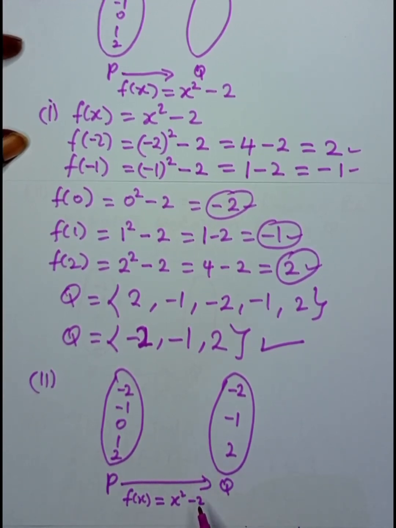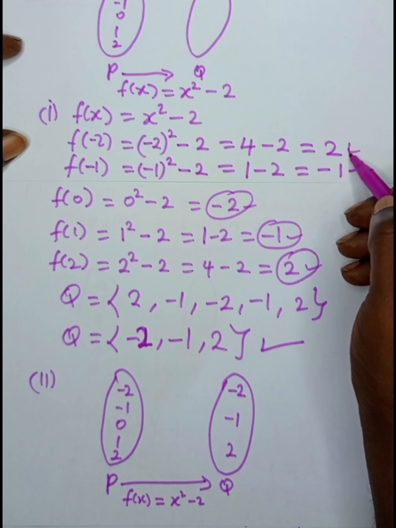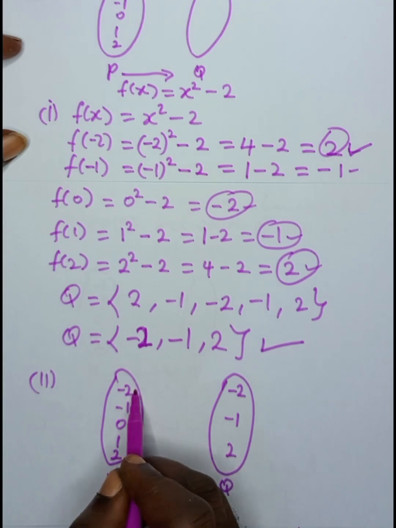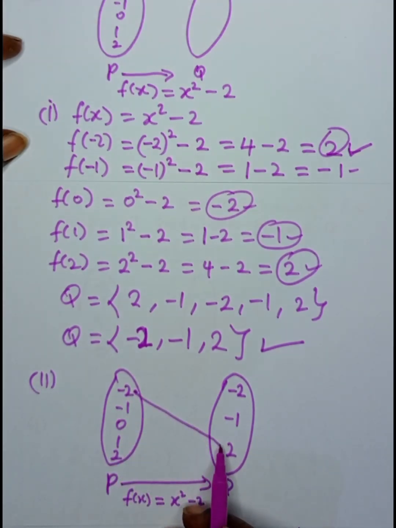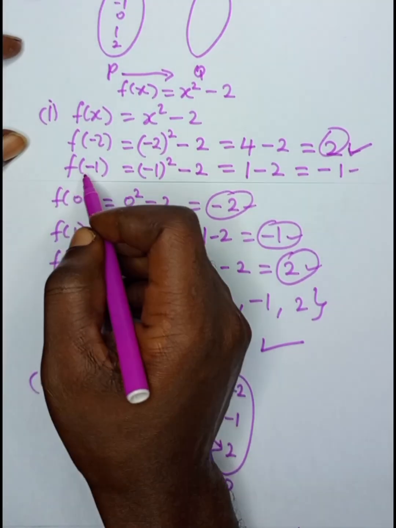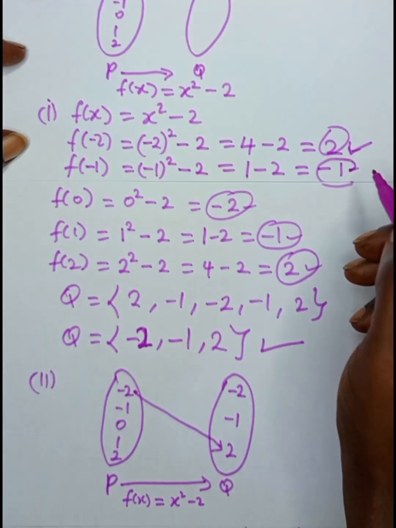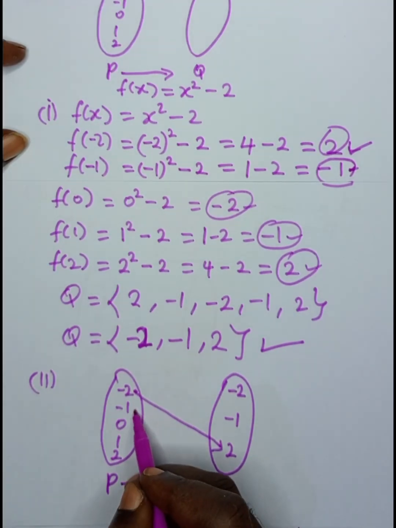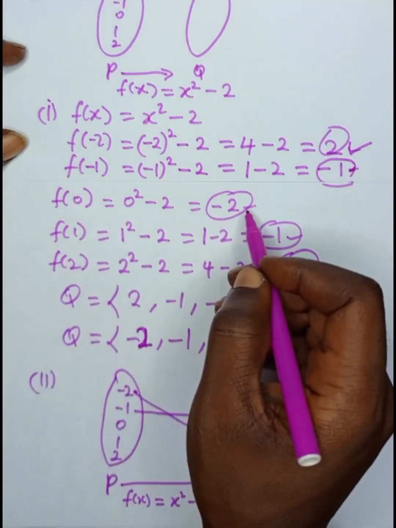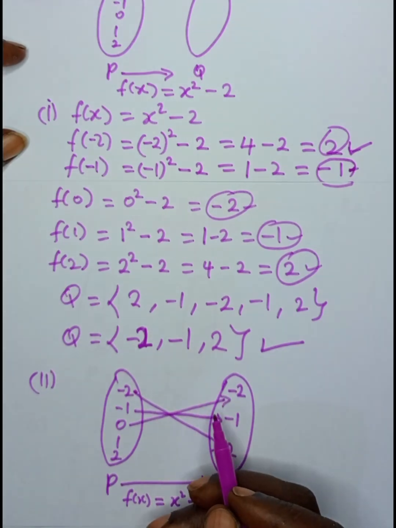Now let us do the mapping. What is the image of -2? The image of -2 is +2. So -2 corresponds to +2, and I'll draw the arrow. What is the image of -1? The image of -1 is -1. So I'm going to draw an arrow to point to -1. What is the image of 0? It is -2. So 0 will map to -2.